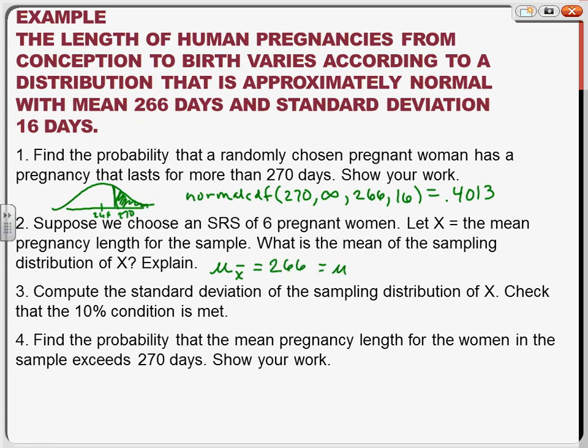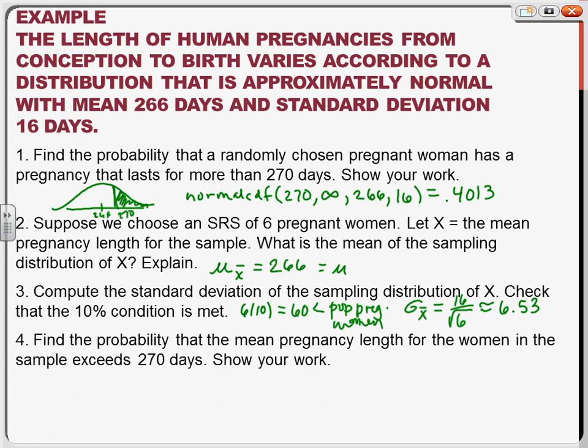Compute the standard deviation and make sure we check that we can find that. So 6 times 10 is 60, which is less than the population of pregnant women. So let's go find sigma sub X bar. That was the original sigma divided by the square root of what we're taking, which is 6, a sample size of 6. That's approximately 6.53.